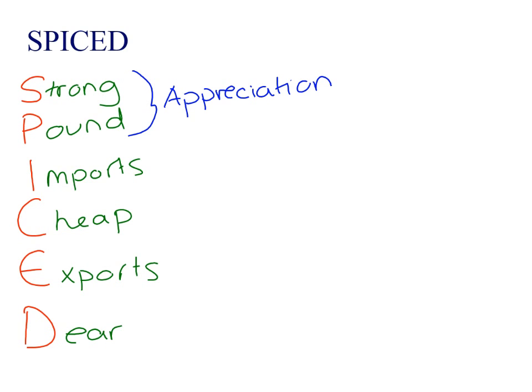And that's quite a lot to take in. But if you remember the word spiced, I got this from Tutor2u actually, so I should attribute it to them. But strong pound, imports cheap, exports dear. Dear is just another word for expensive. So appreciation, so strong pound, is importers like it, exporters don't.